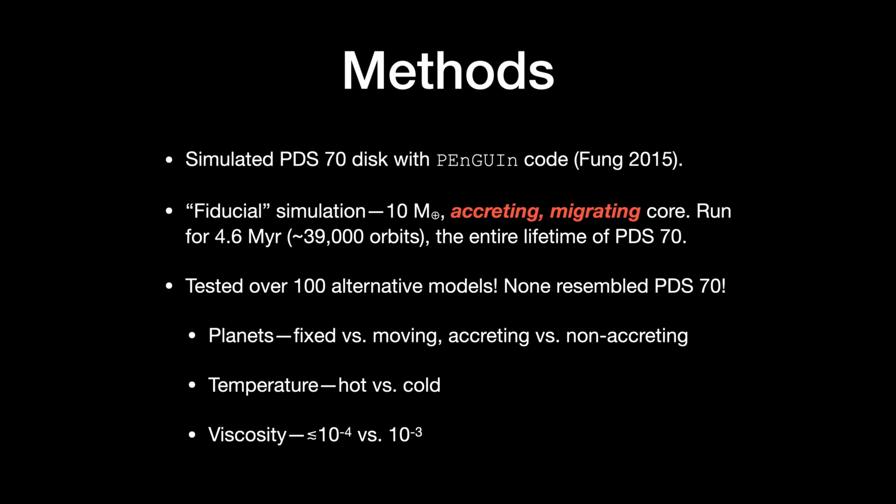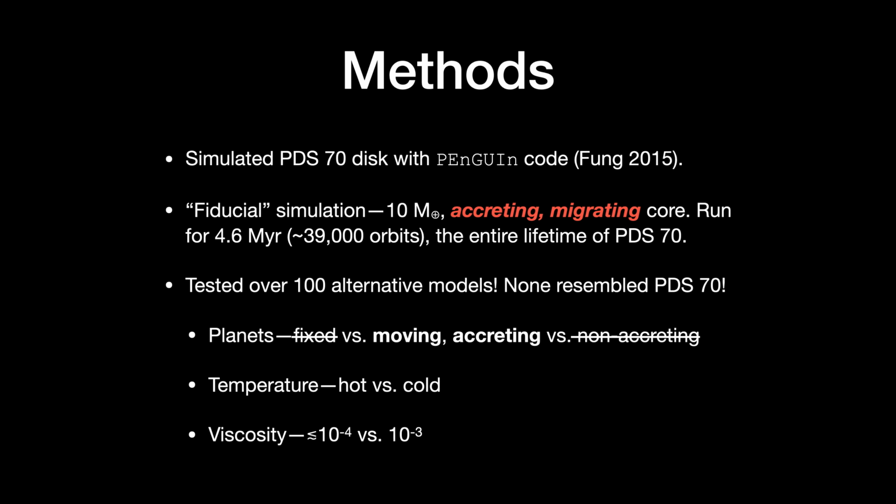We tested over 100 different alternative models, and none ended up really resembling a transition cavity. For the planets, we tested fixed versus moving, migrating planets. Turns out we needed moving planets in order to create the wide gap. We tested accreting versus non-accreting planets. We needed accreting planets in order for the gap to be sufficiently deep.